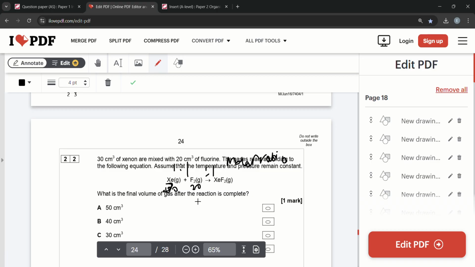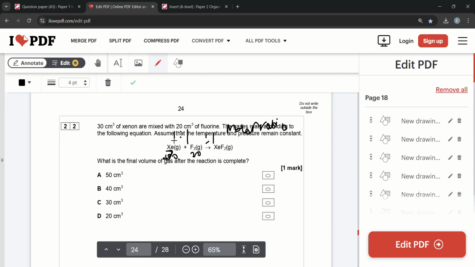Well, what this tells me is that Xe is in excess, because if it's a 1:1 molar ratio, Xe should be 20. It's in excess. So that tells me there's 10 centimeters cubed of gas remaining. But again, we've got a 1:1 molar ratio, and the fluorine is still 20. So 30 minus 20 will give us 10, and obviously the product is still formed, so 20 plus 10 gives us 30.